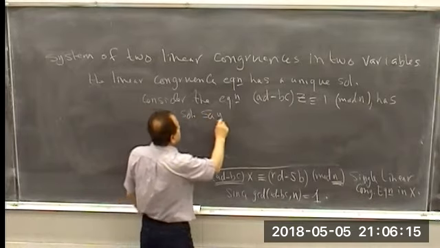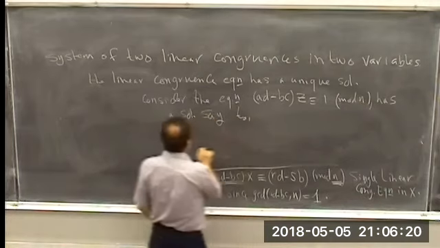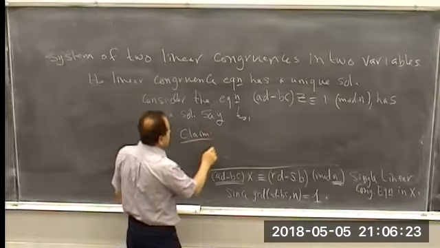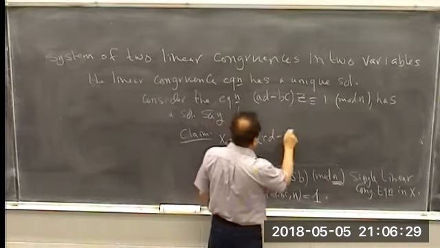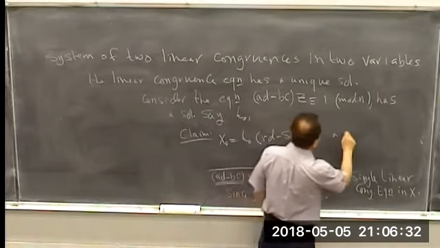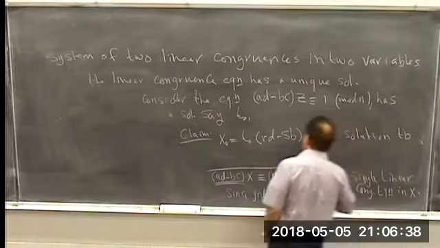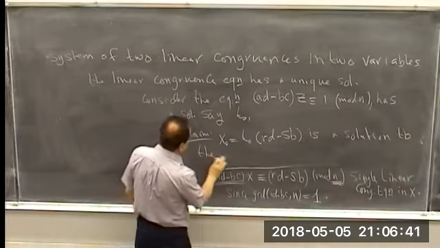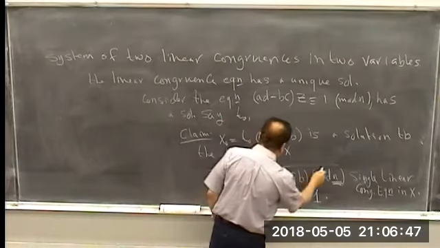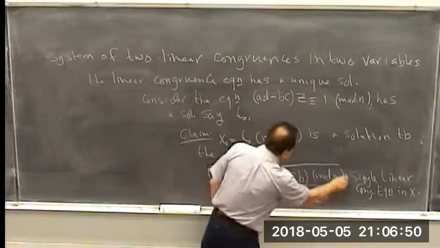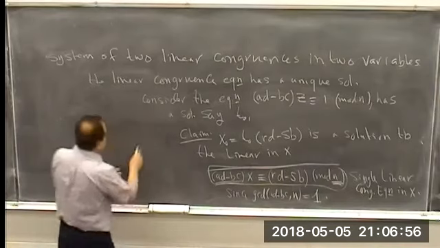Let's say T sub 0. All right? Now, I claim that x sub 0, which is equal to T sub 0 multiplied by RD minus SP, is a solution to the linear equation in X. It means that equation that we just have in here, this equation right there. All right? Let's check. All we have to do is to substitute.